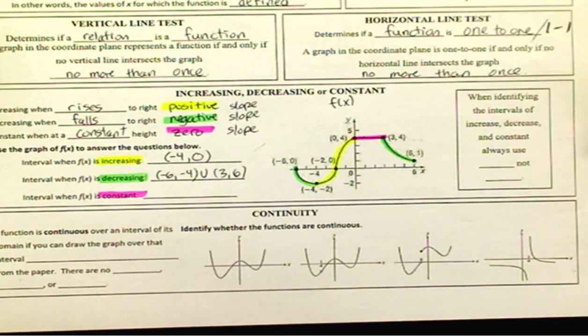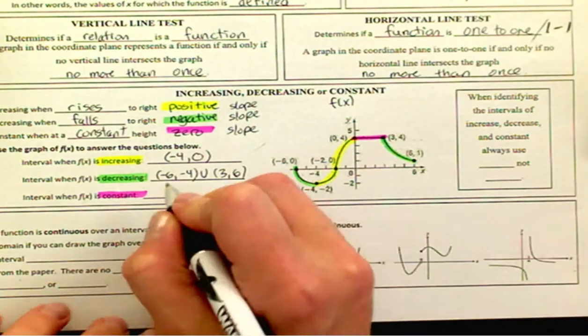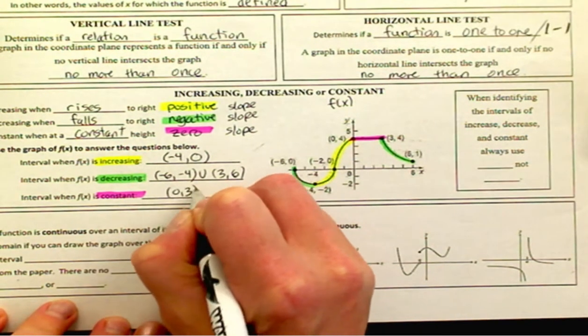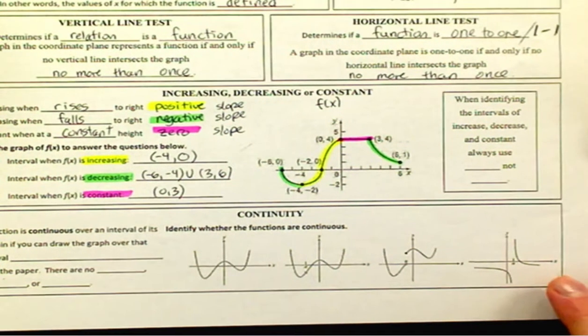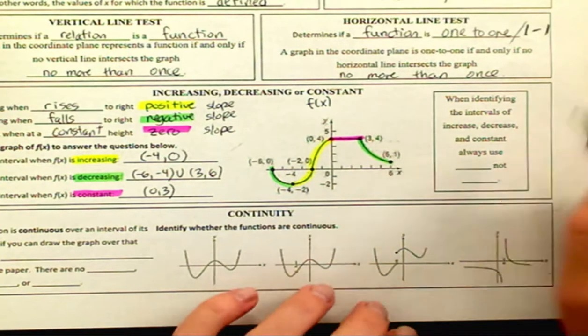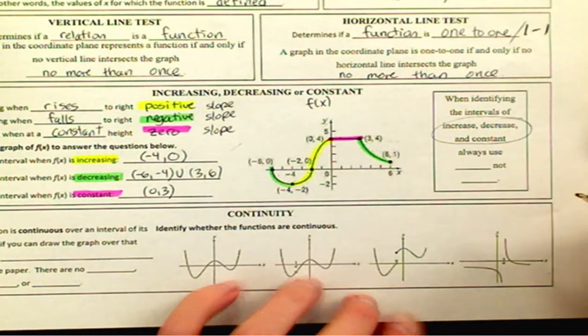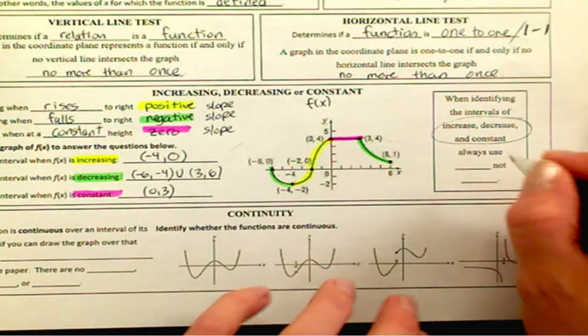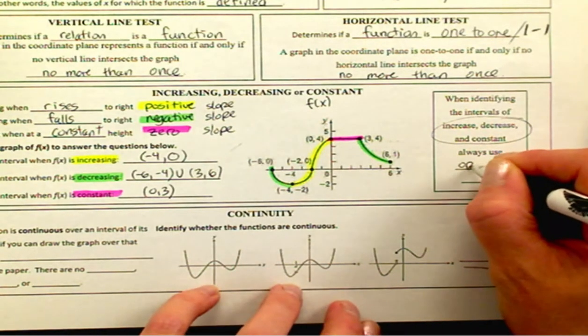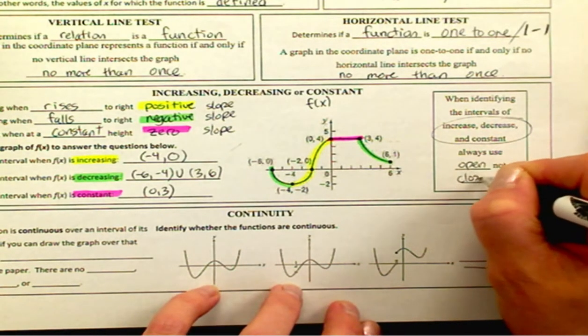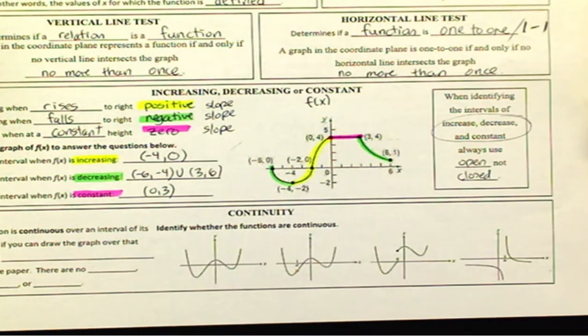All right. Constant. Do you have it, Dean? Yeah? 3. Yes, 0 to 3. Okay. So in my particular case, when I'm doing my intervals of increase, decrease, and constant, I'm always going to use open, not closed. That is my preference. It is correct either way.